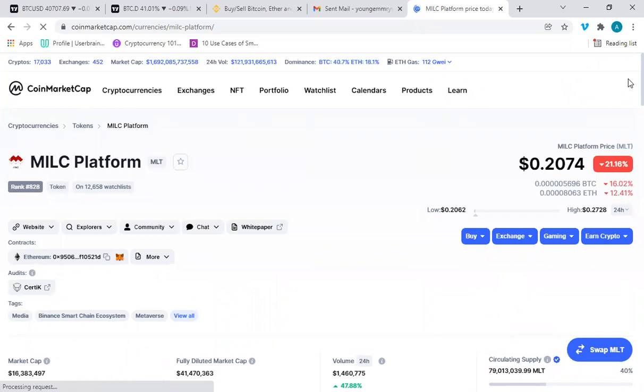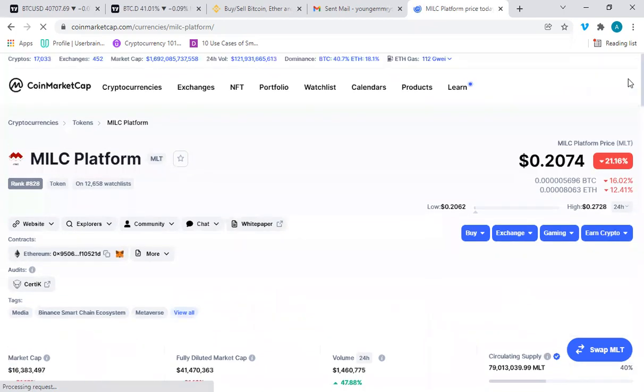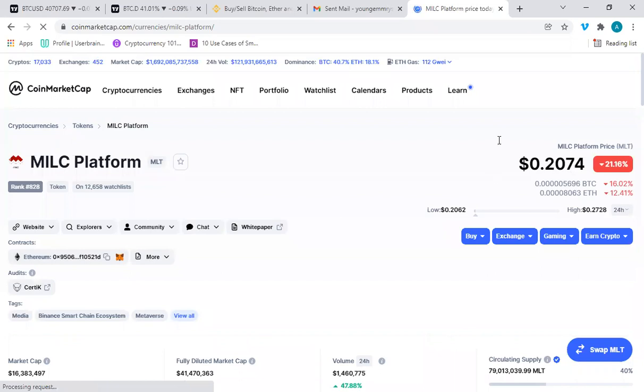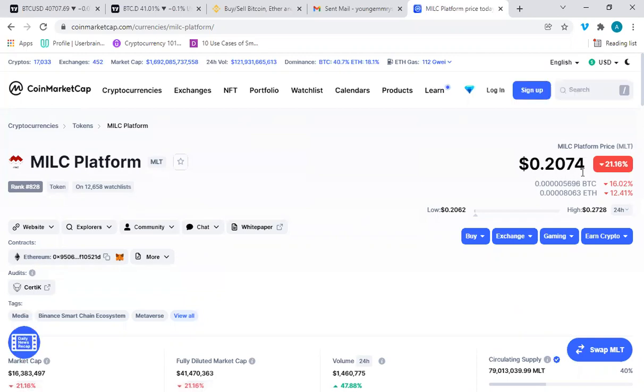This is it. This is the coin actually. This is the price you are seeing, the same amount. I see it. And this is the percentage it has done, minus 21.16.